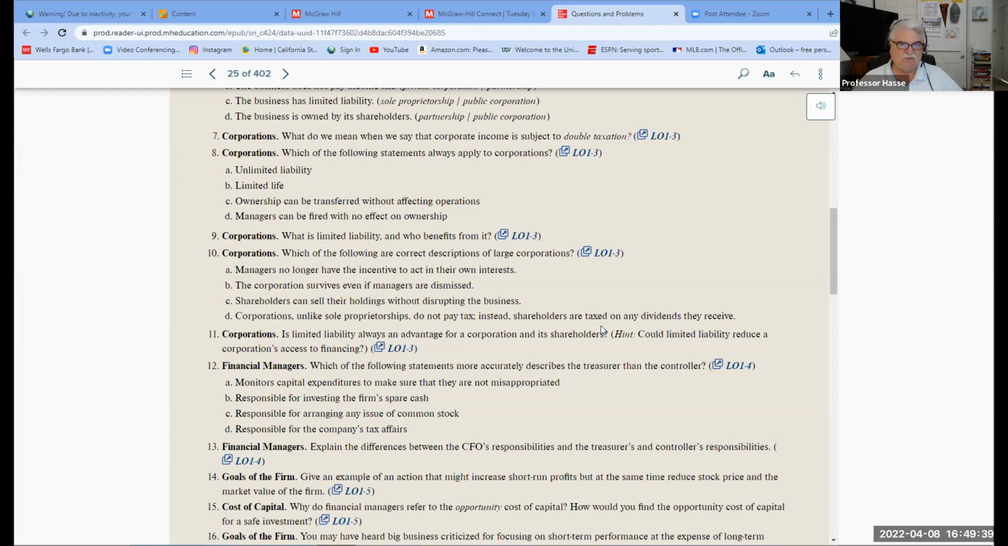And D, corporations, unlike sole proprietorships, do not pay tax. Instead, shareholders are taxed on any dividends they receive. Well, that's partially right. Shareholders are taxed, but corporations do pay a corporate income tax. So the answers to this question 10 that are correct descriptions of a large corporation are B and C. So that pretty well summarizes the key points of chapter 1. Now let's take a look at chapter 2.